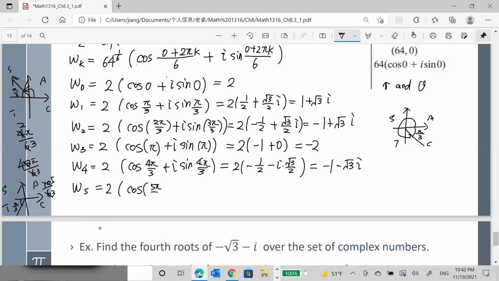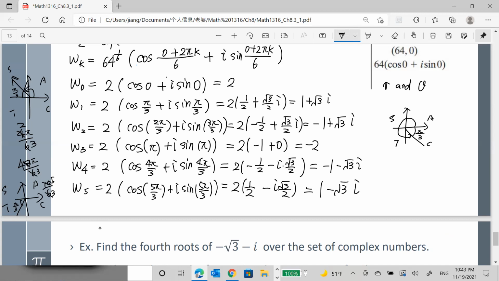So 5 pi over 3 plus i times sine 5 pi over 3 equals 2 times, because in this quadrant cosine is positive, so positive cosine pi over 3, that's positive 1/2. In this quadrant sine is negative, so minus i times square root of 3 over 2, because the reference angle is pi over 3. So negative square root of 3 over 2. Distribute the 2. That's 1 minus square root of 3 i.